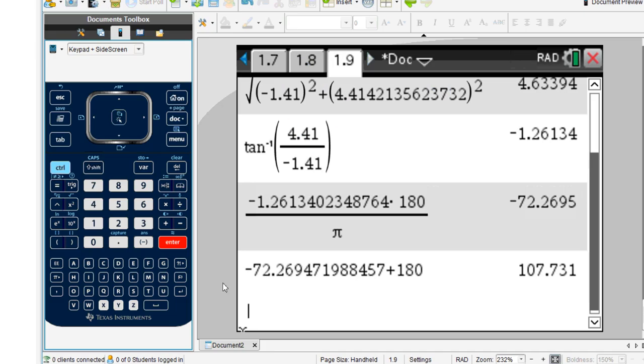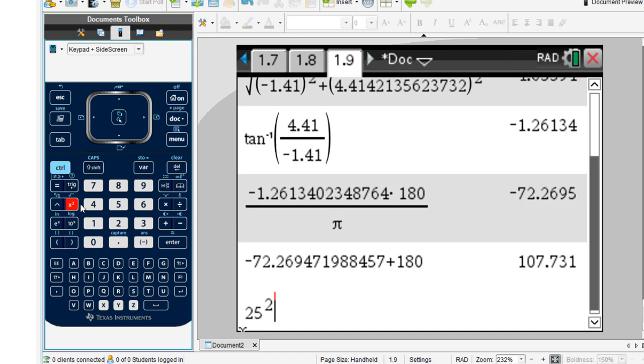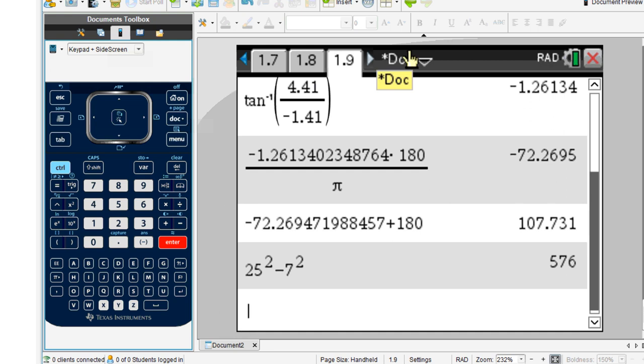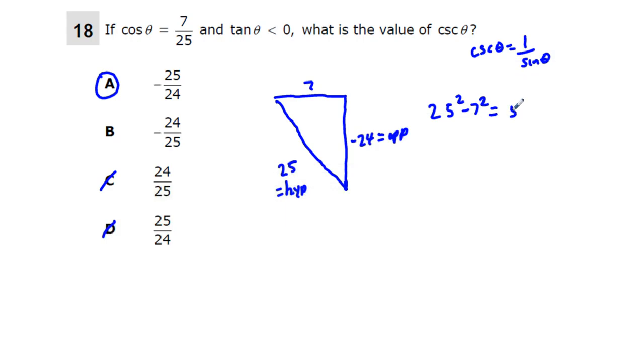So 25 squared minus 7 squared, so 576. So your opposite is going to be equal to plus or minus the square root of 576, which is going to be equal to plus or minus 24, and we know we're going to have to be minus because of this tangent theta being less than 0. A is our right answer.